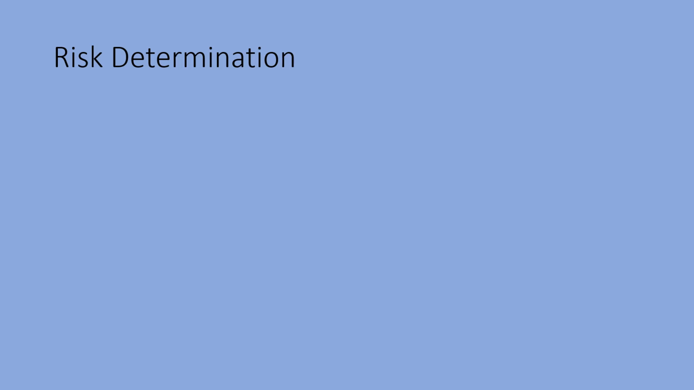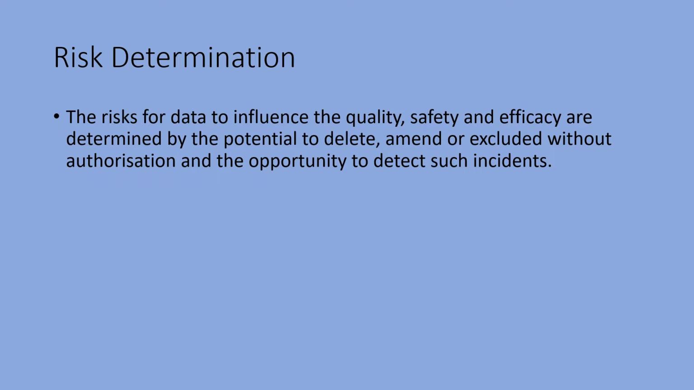Let us examine the elements in risk determination. The risks for data to influence the quality, safety, and efficacy are determined by the potential to delete, amend, or exclude without authorization and the opportunity to detect such incidents. Delete, amend, or exclude are the three most problematic elements to risk the quality of the data generated. So the system should focus on having controls on these elements.